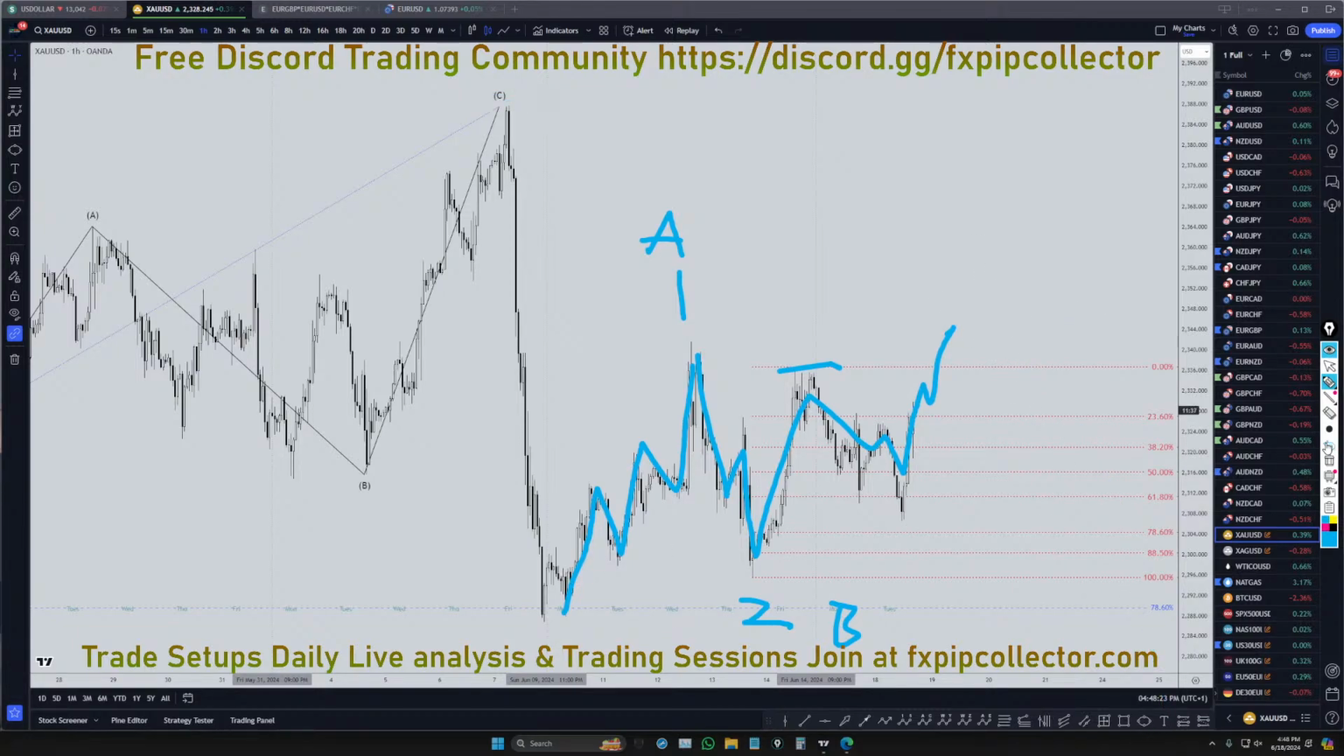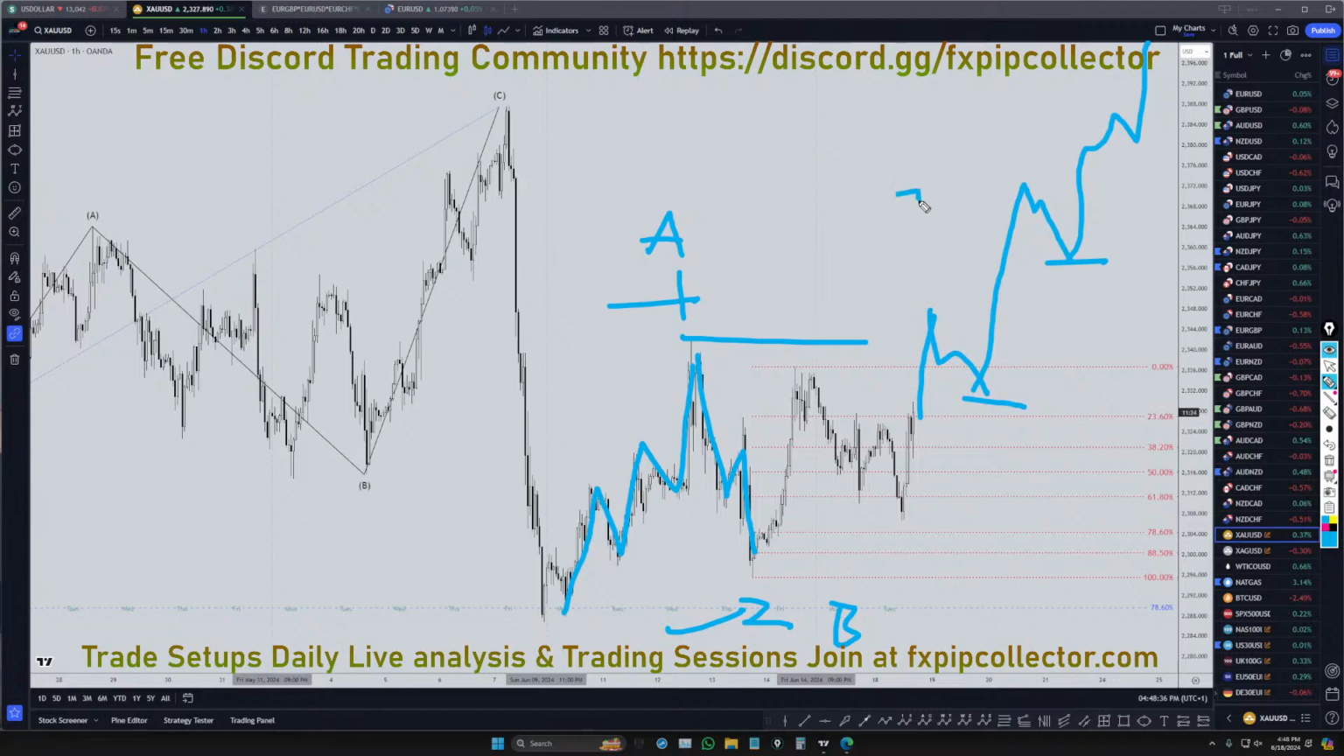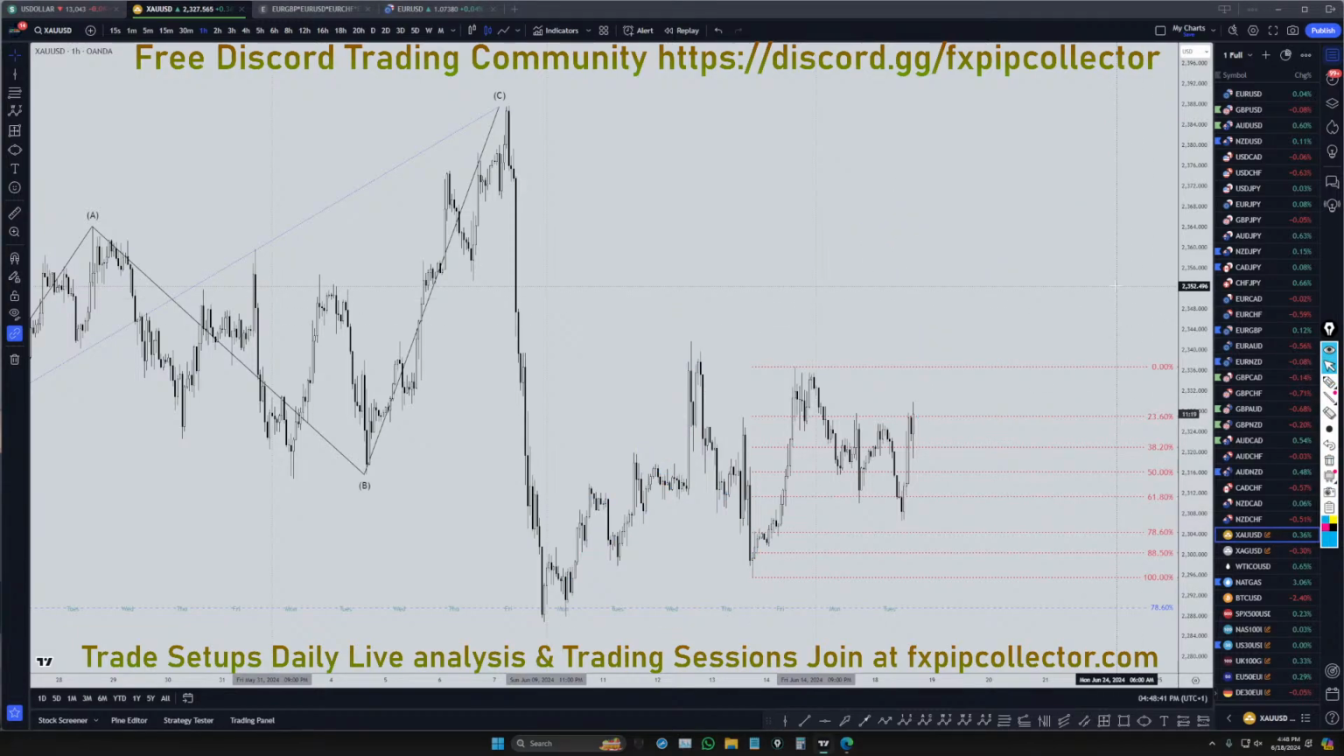On the other hand, if this just keeps on making higher highs and higher lows, goes up, breaks, makes a pullback, makes a higher low, and just keeps on continuing to make higher highs, higher lows, that's going to prove my wave one, wave two, wave three scenario. So I'm definitely still pretty bullish on gold overall.